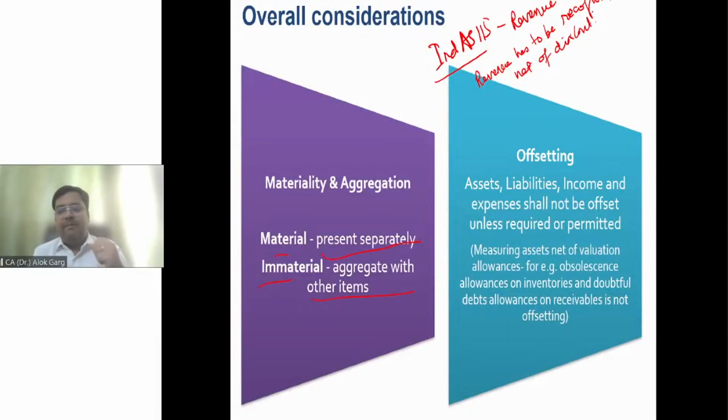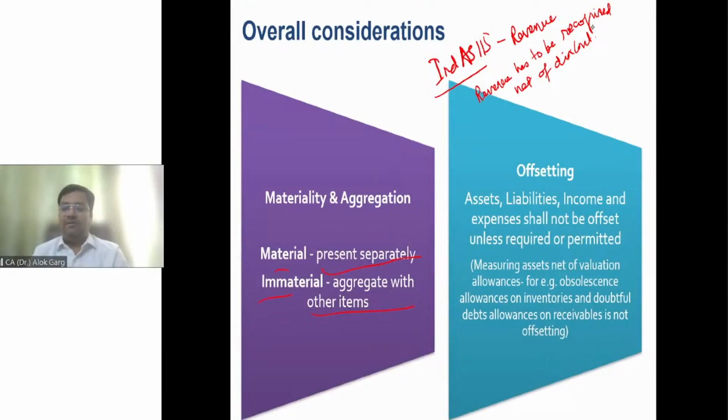For example, the company is selling goods to the customer worth 100 crore rupees, and the company is giving a trade discount of 10 crore rupees. So 100 minus 10 crore, 90 crore. So the company has to recognize revenue at 90 crore rupees, right? So this is known as offsetting. Why? Because it is permitted by the standard. Ind AS 115 permits recognition of revenue net of discount.